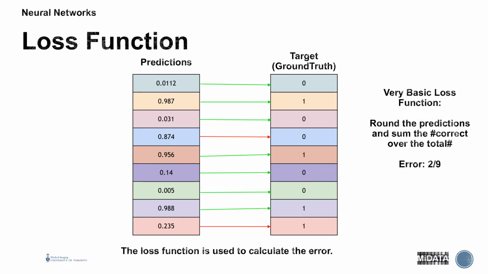Now, a very simple example of a loss function when dealing with classification, a binary classifier, would be to round the predictions to 0 or 1, and then sum the number of correct predictions over the total number of predictions. So in this case, for instance, your error would be 2 over 9, because I have 2 incorrect predictions, and you can see that with the red arrows, over a total of 9 predictions.